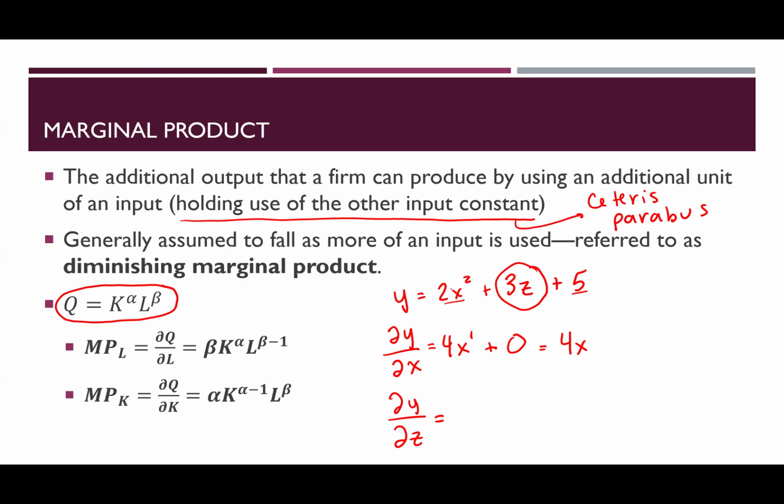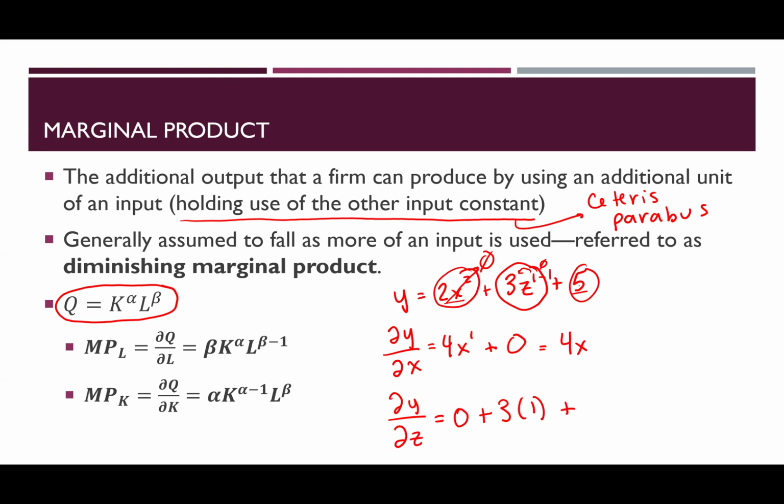So 2x squared, it's a variable, but there's no Z. So we're treating that like a constant. It goes to 0. Z in our second term here is present, and it has a 1 exponent. So we're going to multiply that exponent by its constant. So we'll have 3Z, or excuse me, 3. And then we're going to subtract 1 from that exponent on Z. So we'll get Z to the 0, which means Z goes to 1. Right? So we're left with 3 times 1.